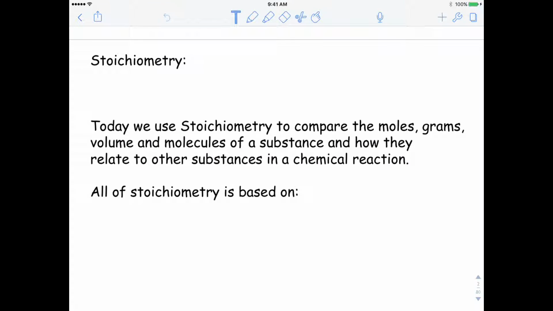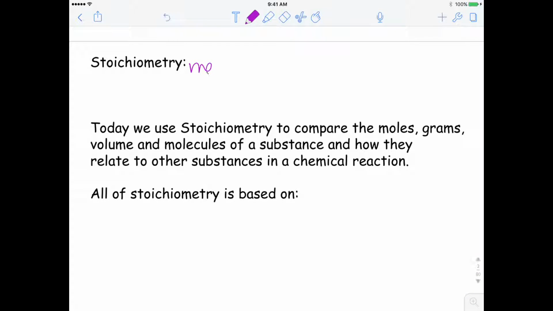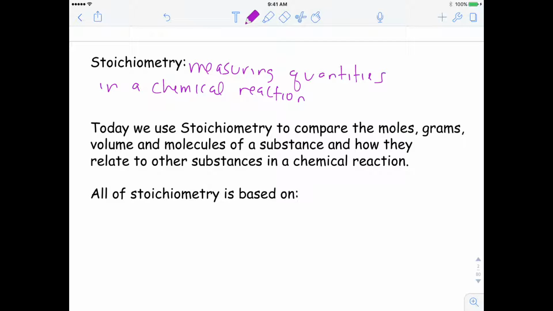So when we define stoichiometry, what we're really looking at is measuring quantities in a chemical reaction, and we want to compare them. So we're going to compare different units. And you've done this before. If you remember back from honors chemistry, we did a lot of stoichiometry. It was probably one of our most difficult units. It was a unit where you had to really know how to do the conversions between the different quantities that you were given.